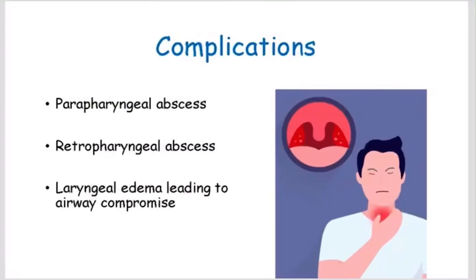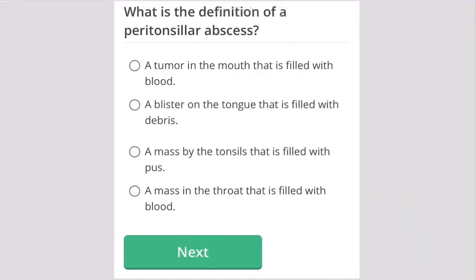Then the complications will be parapharyngeal abscess, retropharyngeal abscess, laryngeal edema leading to airway compromise. You can see here there is parapharyngeal abscess, retropharyngeal abscess and laryngeal edema. These are the complications. Now what is the definition of a peritonsillar abscess?